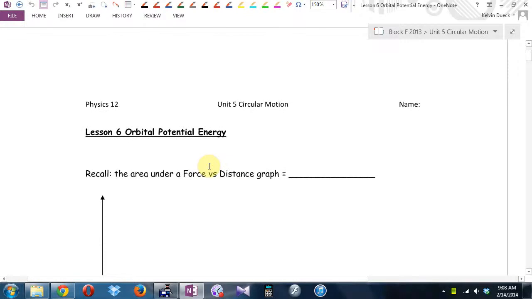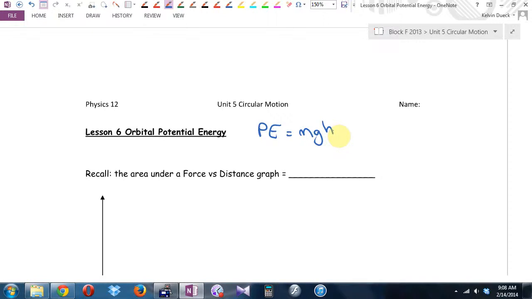Up until now, don't write this next bit down. Up until now, we have said potential energy is that. Why can't I do that as soon as we go cosmic, as soon as we start going really big distances, as soon as we start talking satellites and planets? Why is that wrong? Can anybody see it?